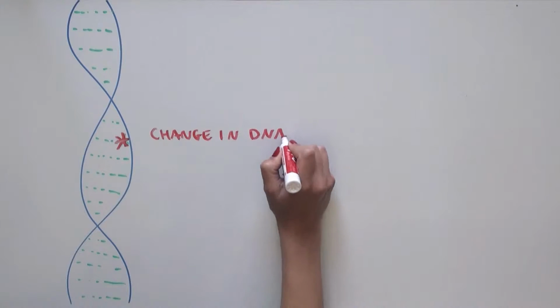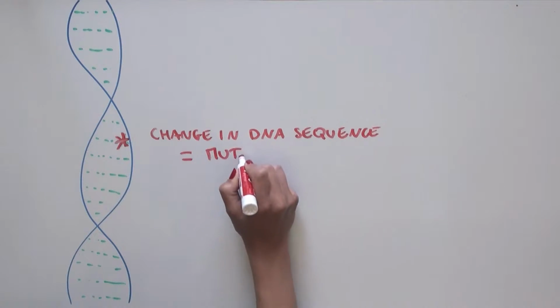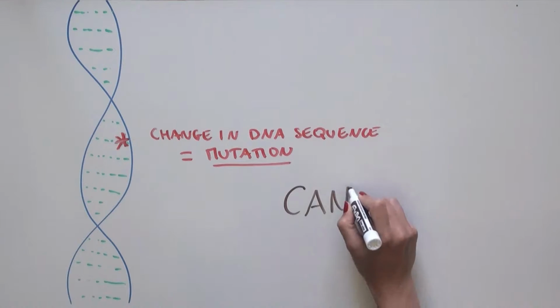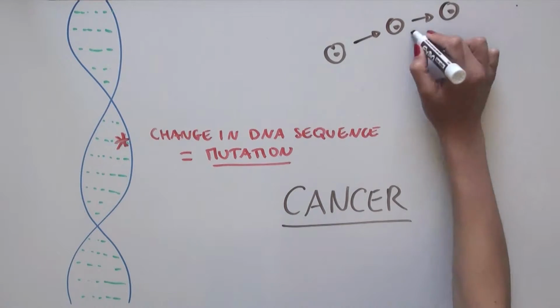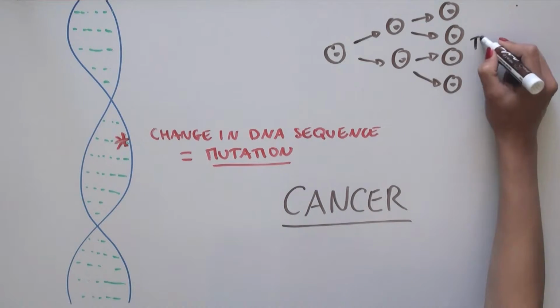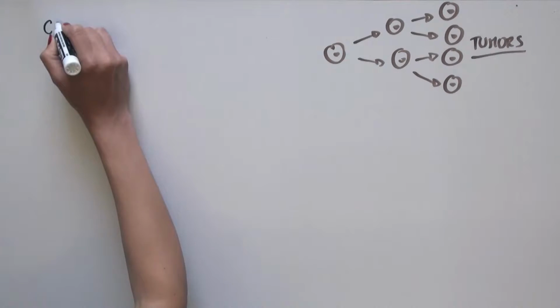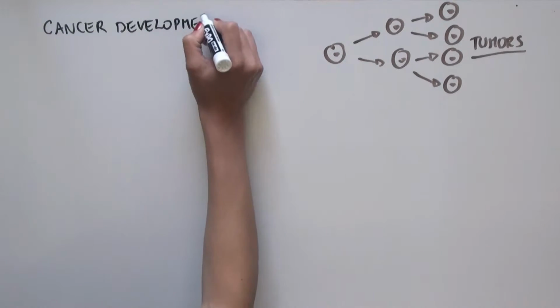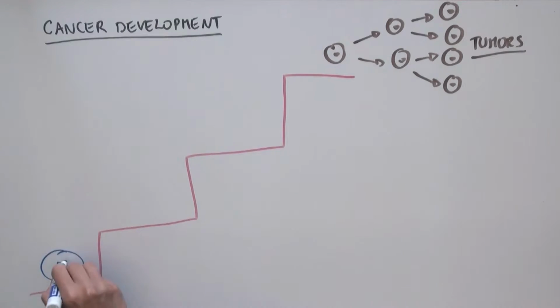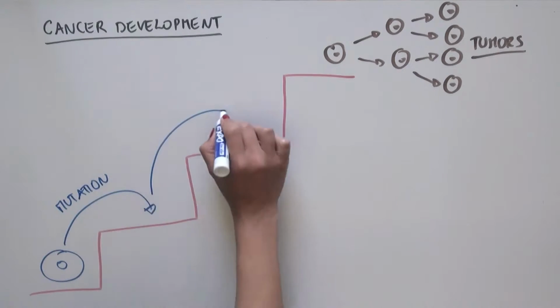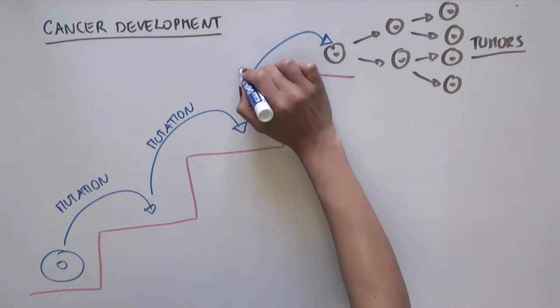Changes in the DNA sequence, which we call mutations, explain the development of one of the biggest killers in the world, cancer. Cancer cells divide uncontrollably to form tumors. This is due to mutations in their DNA sequence. We can visualize the process of cancer development as a staircase, where as cells acquire more and more mutations, they move up this staircase to become cancer.